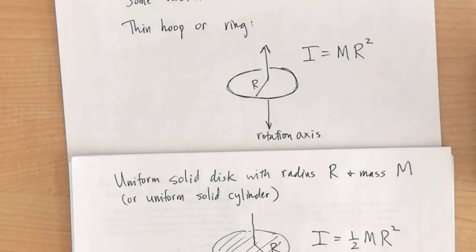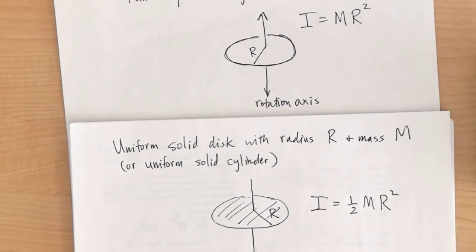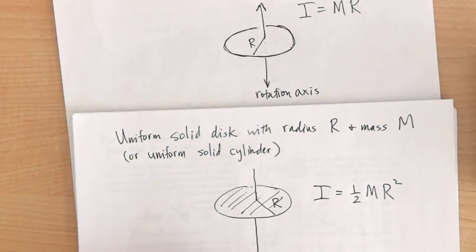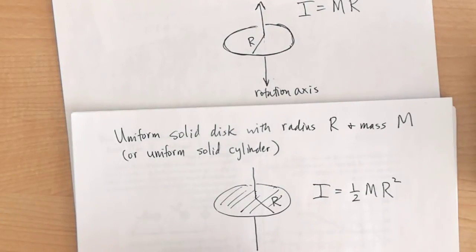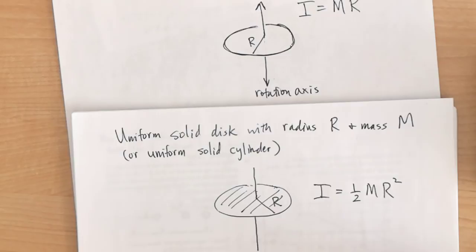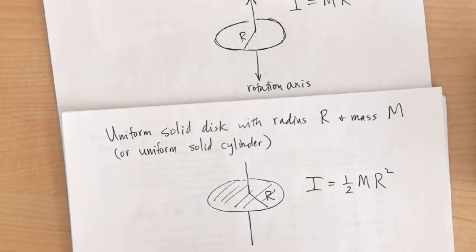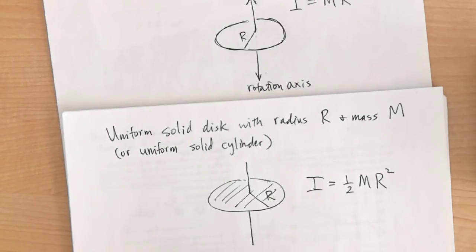And then we can also consider the case for a uniform solid sphere with radius R and mass M. In this case, we would have something like this. The whole thing is filled with solid material uniformly, and the formula for this is 2/5 MR squared.